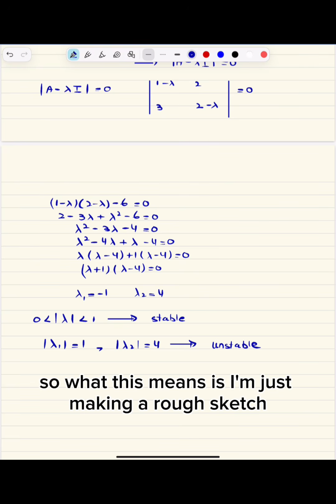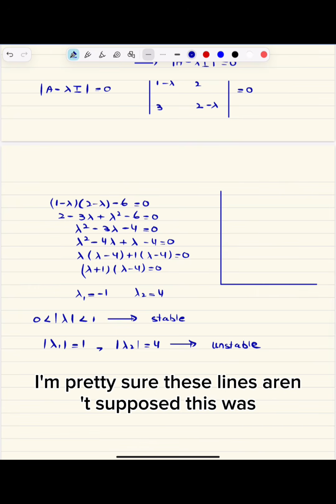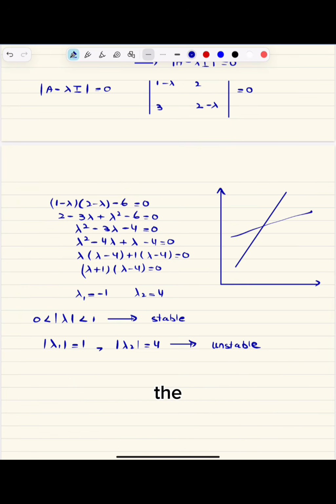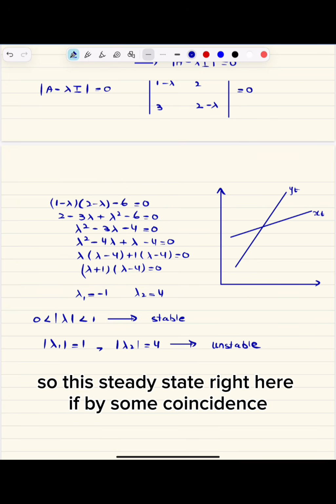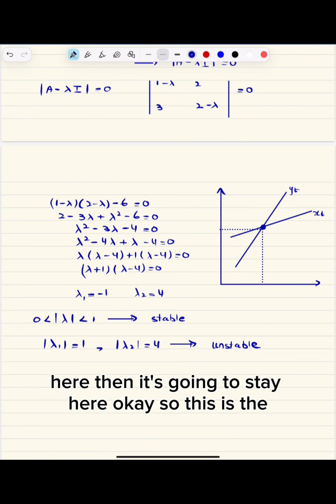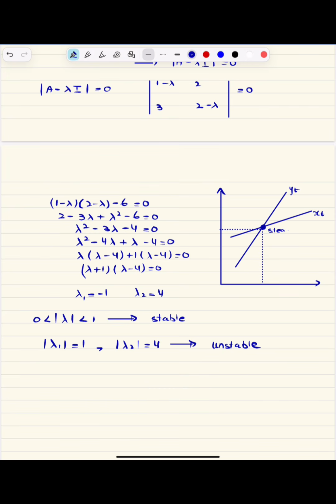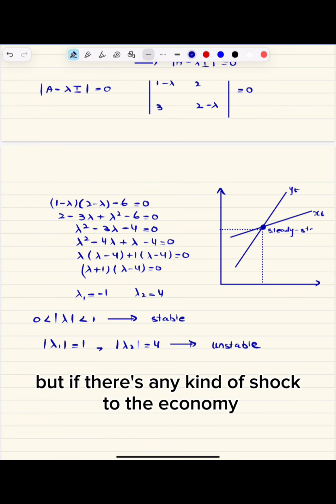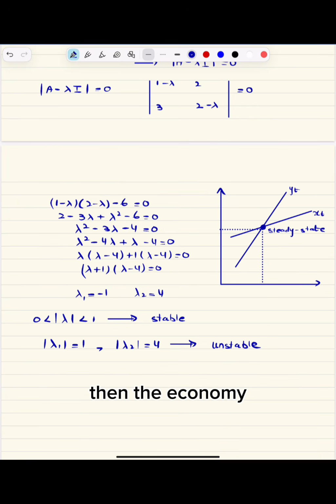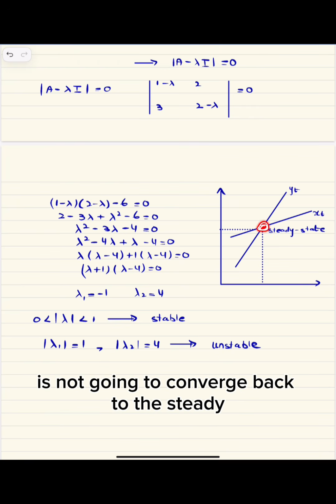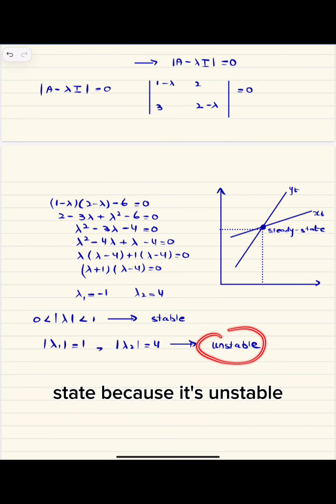So what this means is, I'm just making a rough sketch. I'm pretty sure these lines aren't straight. Suppose this was the Y_t or this was X_t. So this steady state right here, if by some coincidence the economy stays here, then it's going to stay here. Okay, so this is the steady state. But if there's any kind of shock to the economy, then the economy is not going to converge back to the steady state because it's unstable.